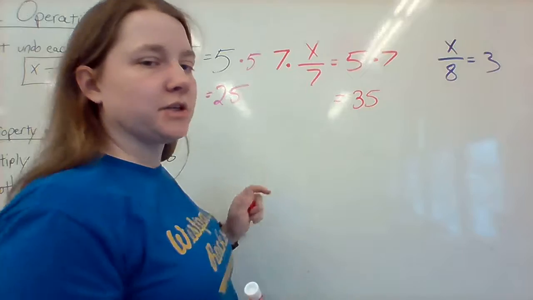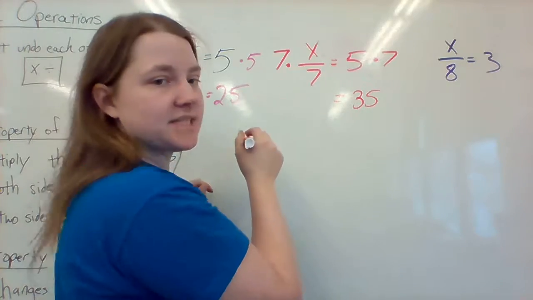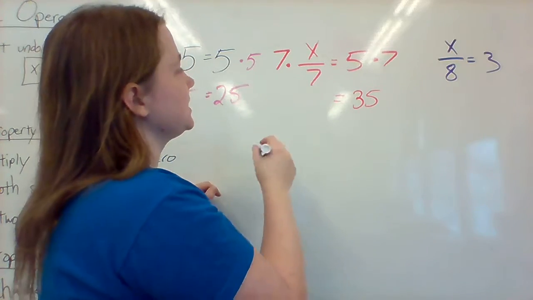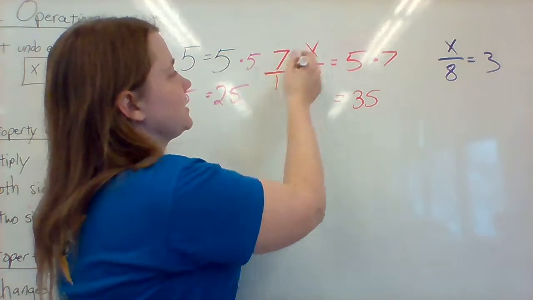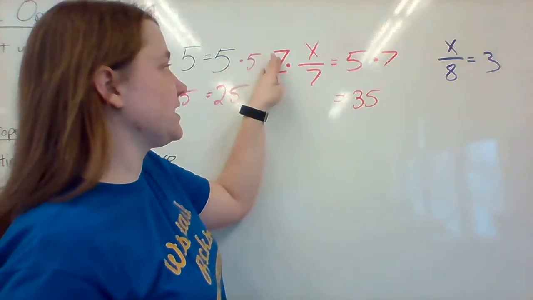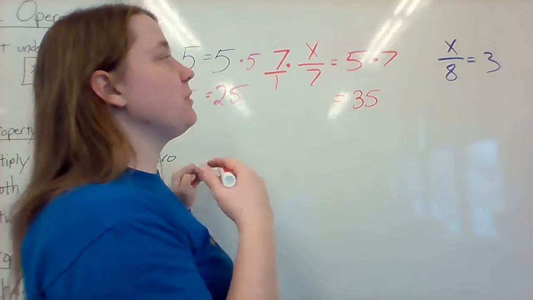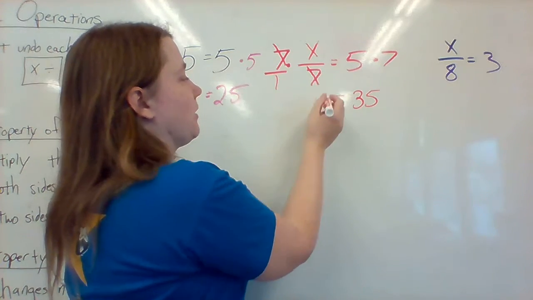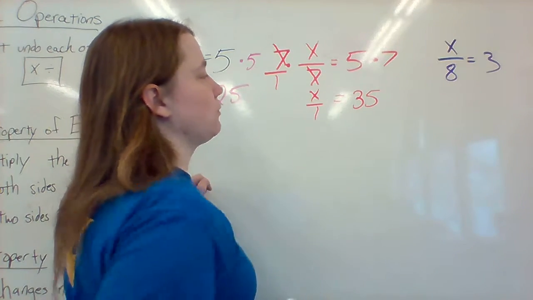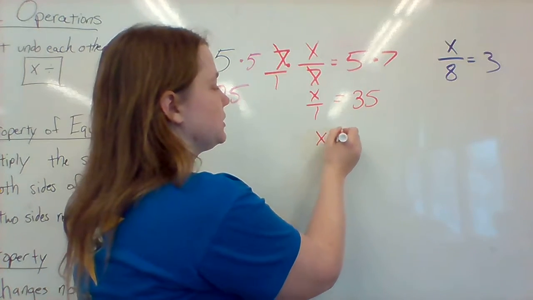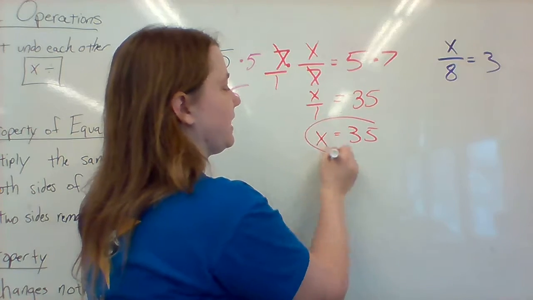But over here, things look a little bit different. This actually simplifies. This actually makes it 7 times x over 1 times 7. And because there's a 7 on top and a 7 on bottom, we don't actually need to go through the multiplication. We can just cancel these out, and we're left with x over 1 equals 35. But you don't need to write x over 1. You can just write x equals 35.